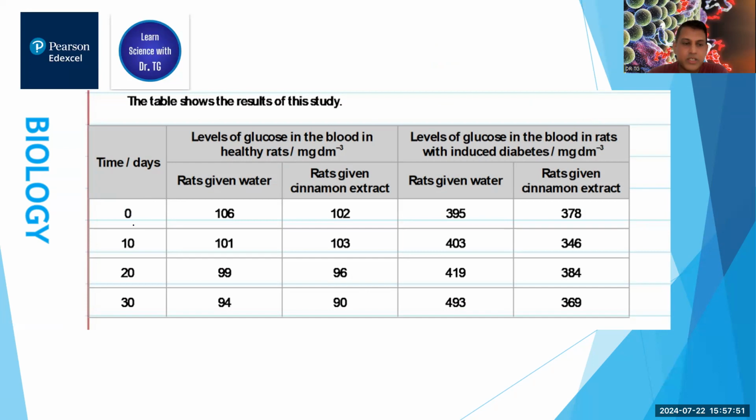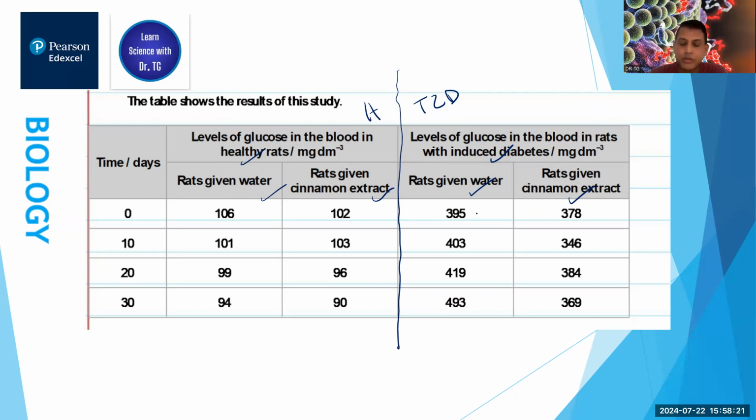The times are 0 to 30 days: rats given water, rats given cinnamon extract, and here rats given water, rats given cinnamon extract. This is the healthy rats, this is the diabetes rats, so here we can separate these two. This is healthy, this is type 2 diabetes. And in both groups, water and cinnamon extract: water is a control, cinnamon extract is the experiment group.